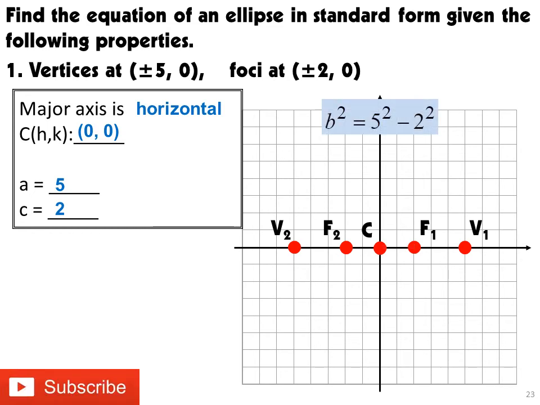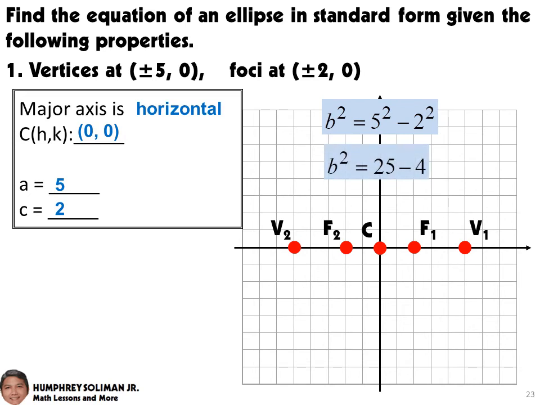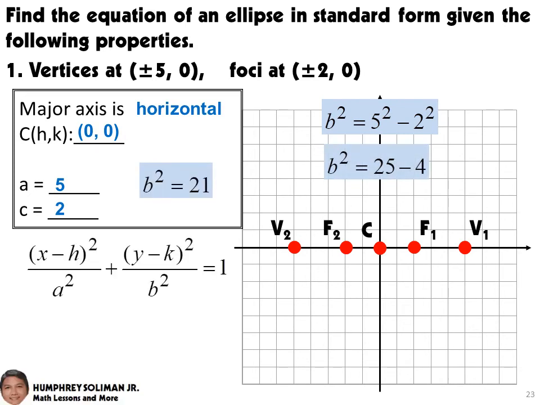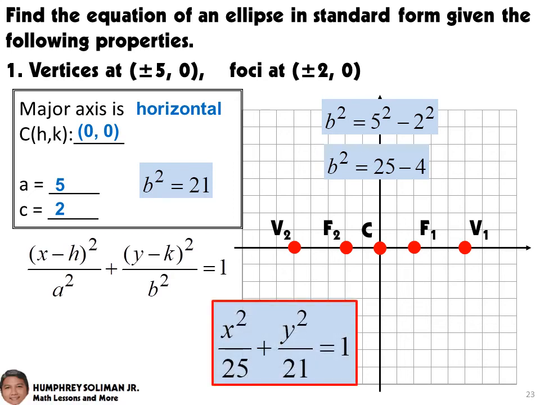Using the Pythagorean theorem, b squared is 5 squared minus 2 squared. This is 25 minus 4, so b squared is 21. Since the major axis is horizontal, we will use the standard form of the equation for the ellipse with the x quantity over a squared. Then we substitute the values we got. The standard form is x squared over 25 plus y squared over 21 equals 1.